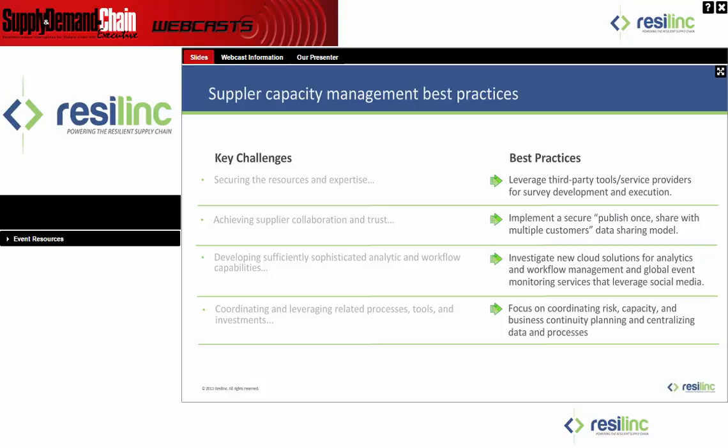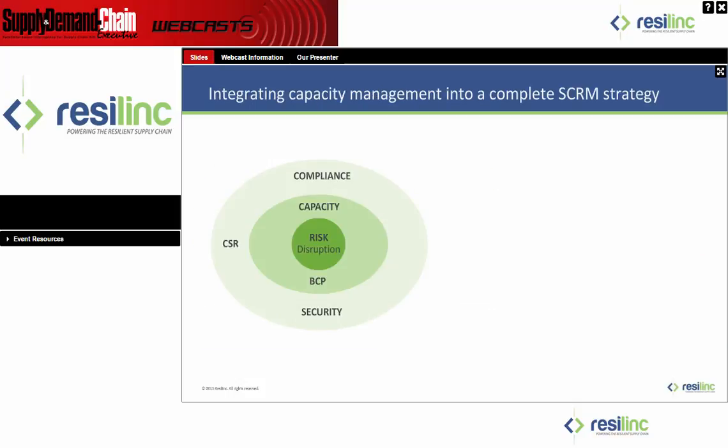To address the challenge of analytics and event monitoring, look to some of the new cloud-based offerings that provide rich, insightful analytics and workflows, and global multi-language social media-enabled event monitoring. Finally, you want to consider putting special emphasis on implementing a practice that takes a unified approach to supply chain risk management, capacity management, and supply business continuity risk management. That will absolutely help you maximize investment.